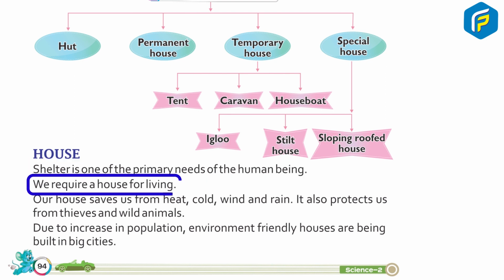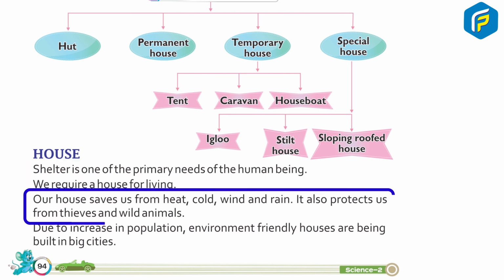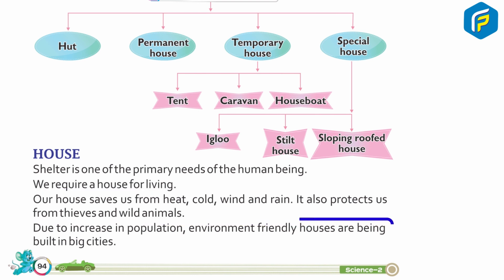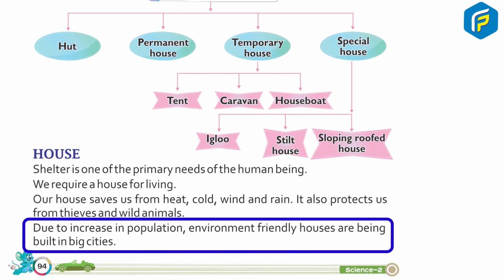House. Shelter is one of the primary needs of the human being. We require a house for living. Our house saves us from heat, cold, wind and rain. It also protects us from thieves and wild animals. Due to increase in population, environment-friendly houses are being built in big cities.